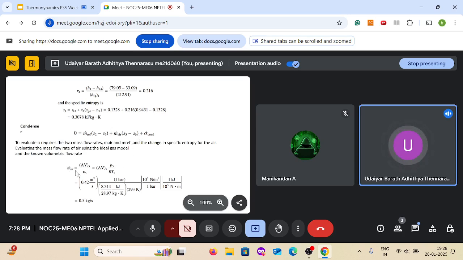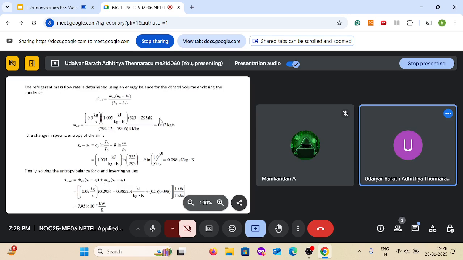Initially we need to find the mass of air, which is area times velocity divided by specific volume, and specific volume we can find from the ideal gas equation, P by RT. Substituting all the values here, AV is the volume flow rate, this is 0.42, and the pressure and temperature you are substituting, we get mass of air as 0.5 kg per second.